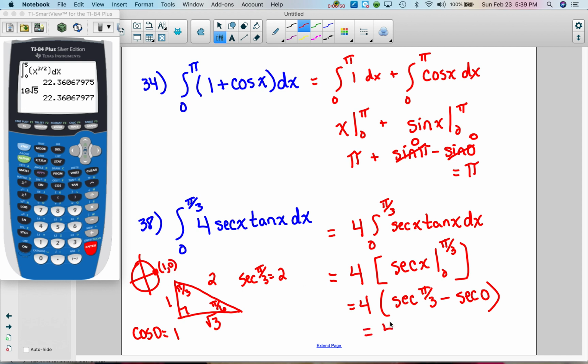So we get 4 times, we had a 2 minus 1. So 4 times 1 is just 4. And you could check this, and you will get 4.